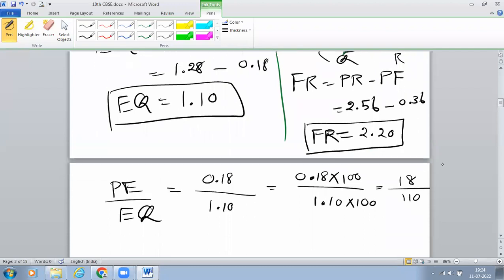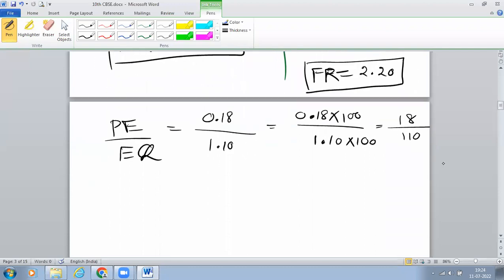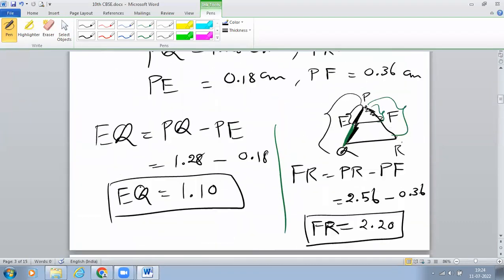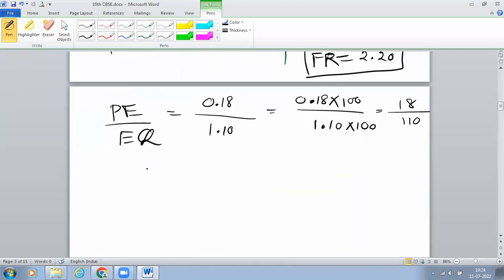No need to simplify here. Next, we have to find the ratio PF by FR. PF divided by FR is 0.36 divided by FR, which is 2.20, as we just got.